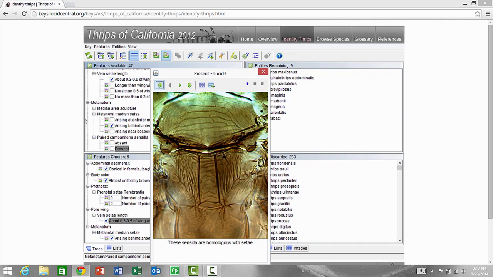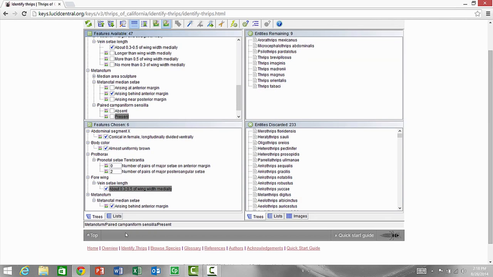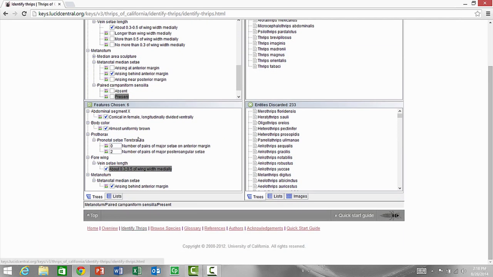There it is. Looks like it's in focus. Now, I'm going to go back over to the key, and I'm going to click on the image of, let's say, present, because I don't know what those are. And you'll see that these are little pore-like structures, actually mechanoreceptors, but they're in the metanotum, and that's where they're present.